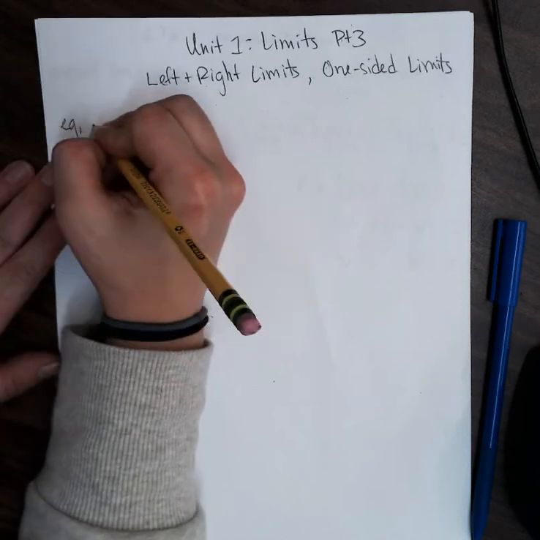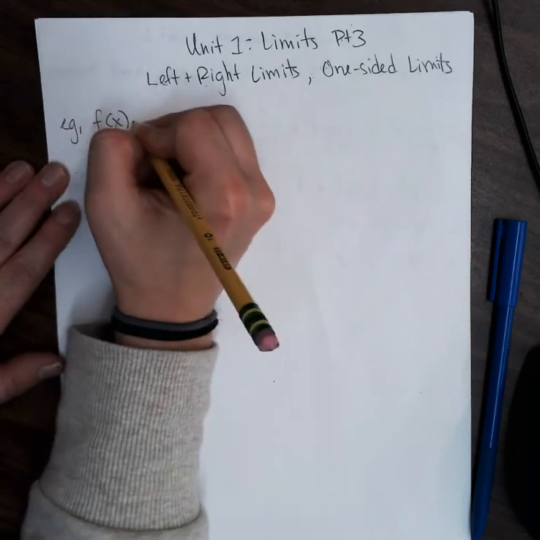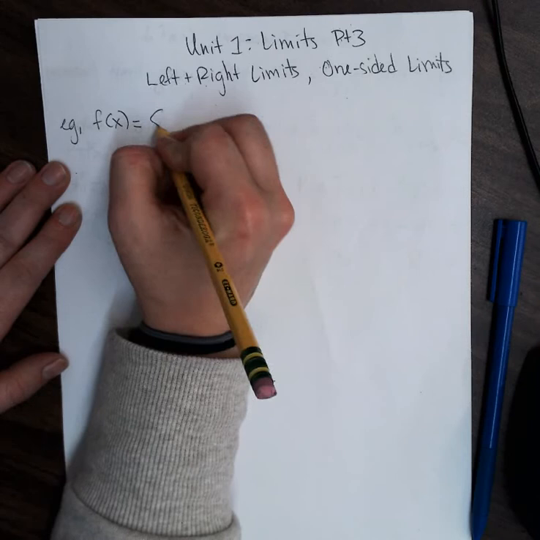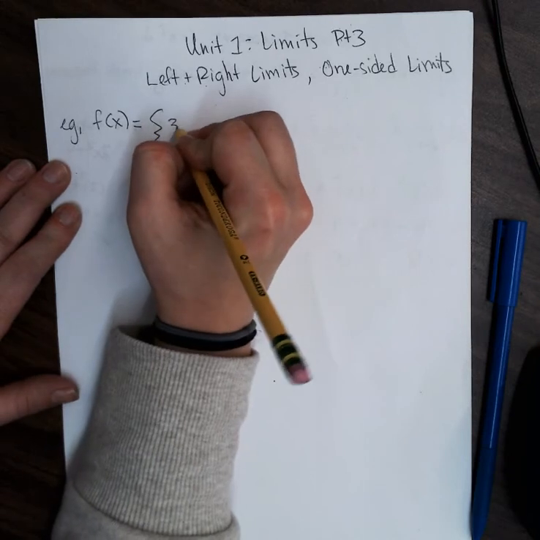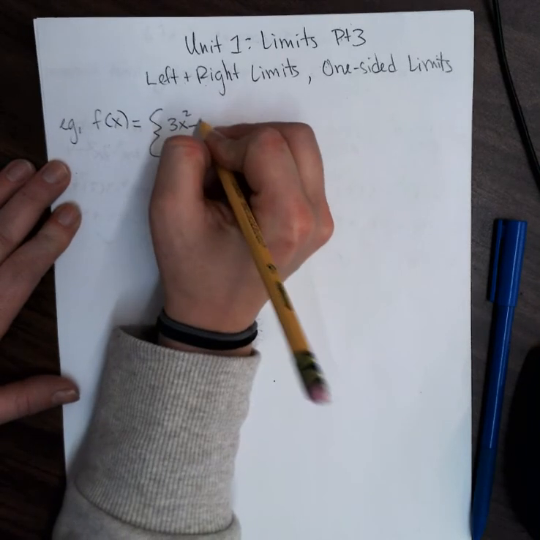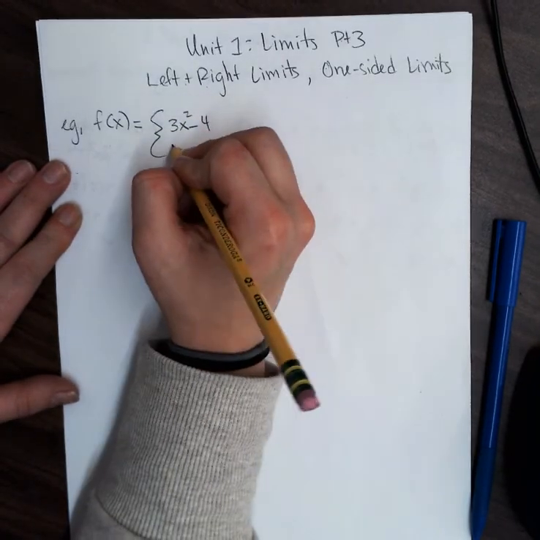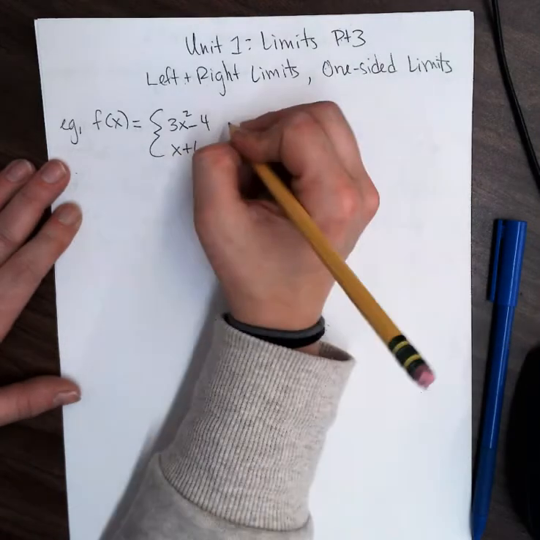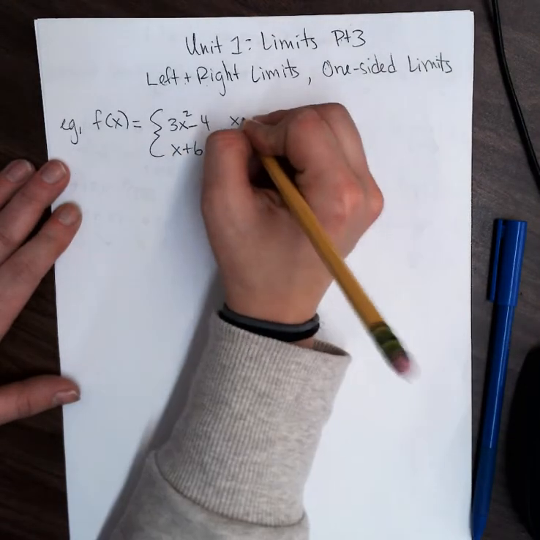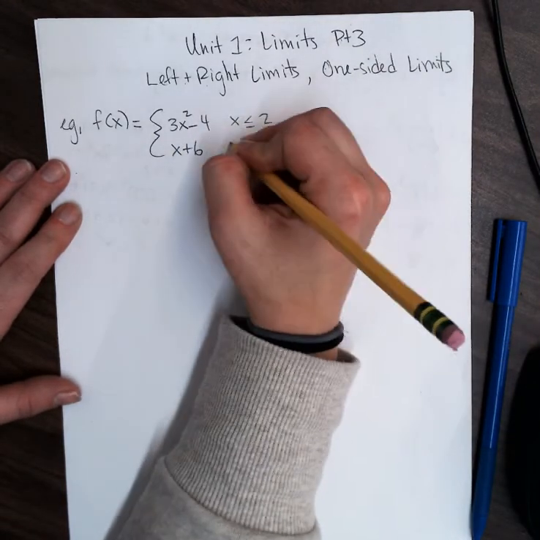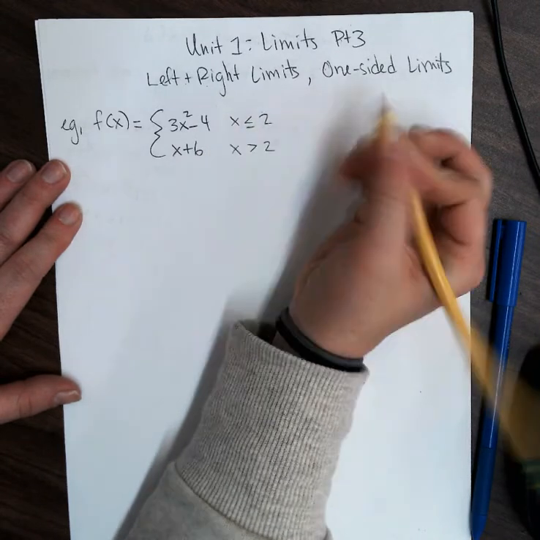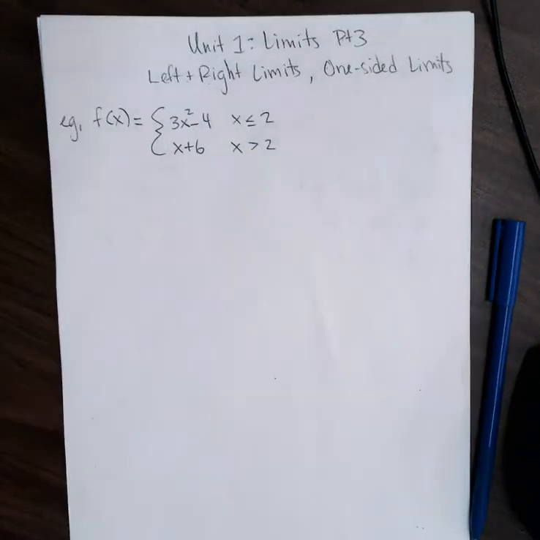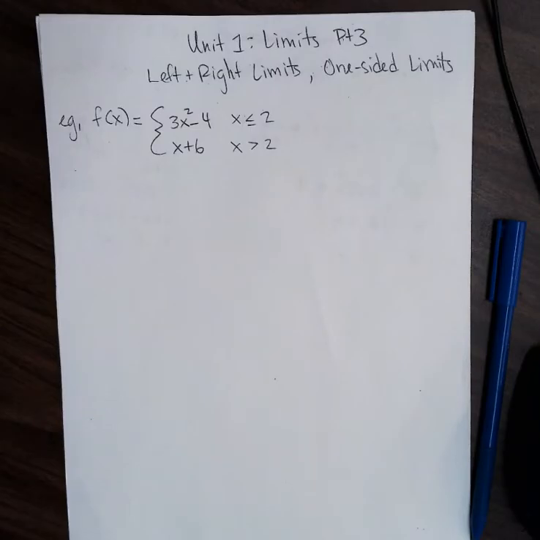Let's say we have the function f of x equals, and we're going to do a piecewise function. If you don't recall what that is, that's a function that has different pieces to it, as evidenced by the title, and there are different restrictions or qualifications for which area of the graph it's in. So let's say we have f of x equals 3x minus 4 only when x is less than or equal to 2, and x plus 6 when x is greater than 2.